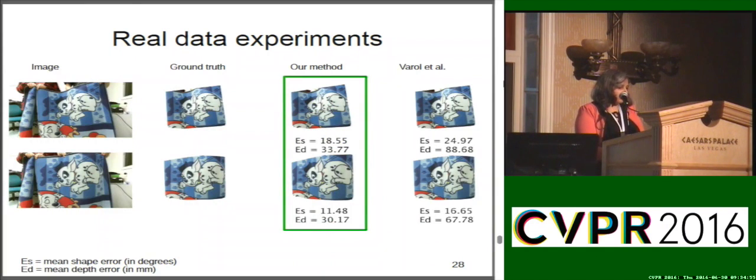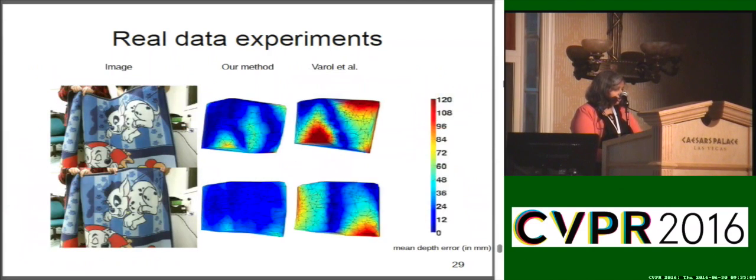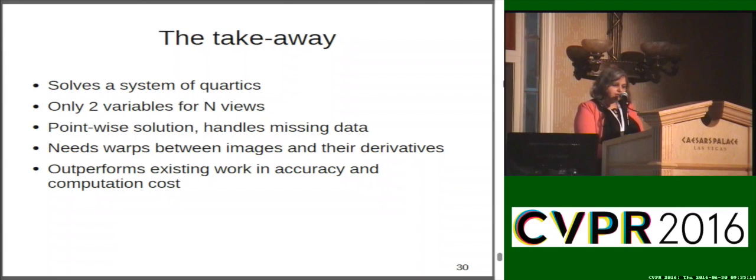Let's have a look at another data set. We see similar things here. We calculate the normal error and mean depth error here. And looking at the depth map, we see these are the following.